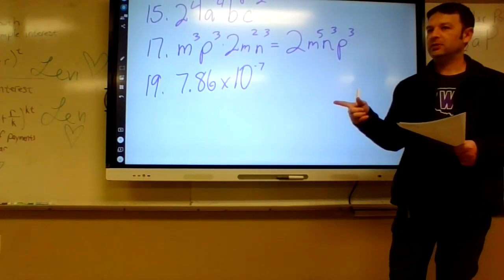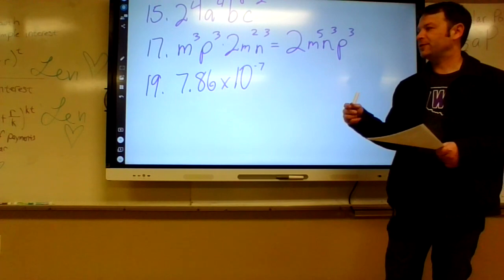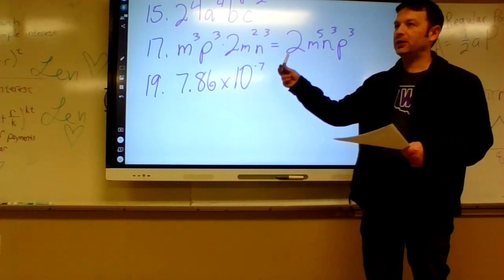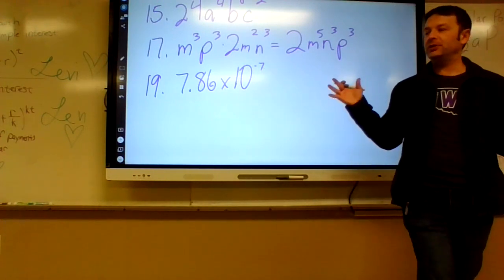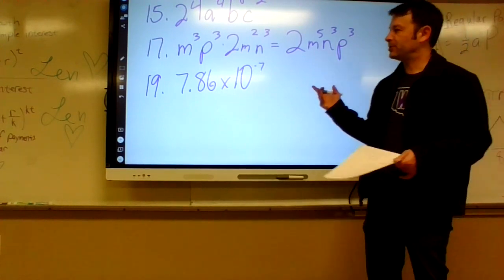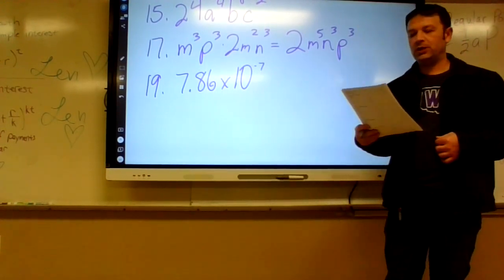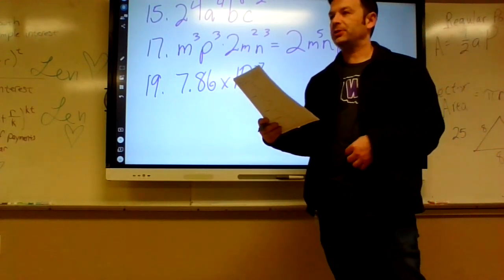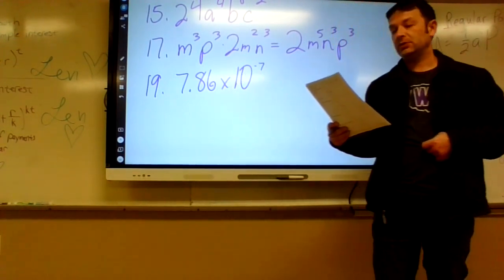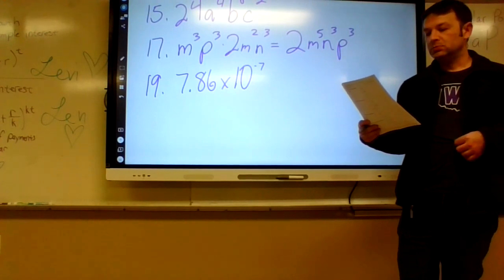If it's a tiny decimal number, it's going to be a negative exponent. If it's a big number, you'll have a positive exponent. So number 1 is a tiny decimal number, so it's going to have a negative exponent. And would 3 be a positive?